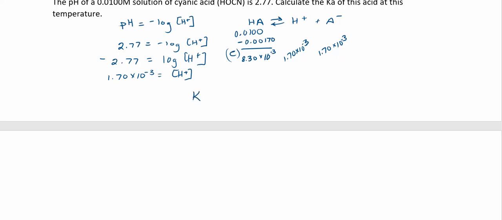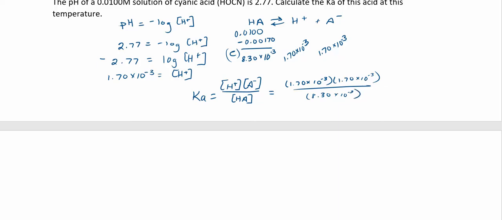So to calculate the Ka, you need to recognize how that Ka comes together. So it's the concentration of the hydrogen ion times the concentration of the conjugate base divided by the concentration of the weak acid. So I'm going to fill in the numbers that I know. And solve, and I get 3.48 times 10 to the negative 4. I have 3 significant digits here and here. I'd keep 3 significant digits.